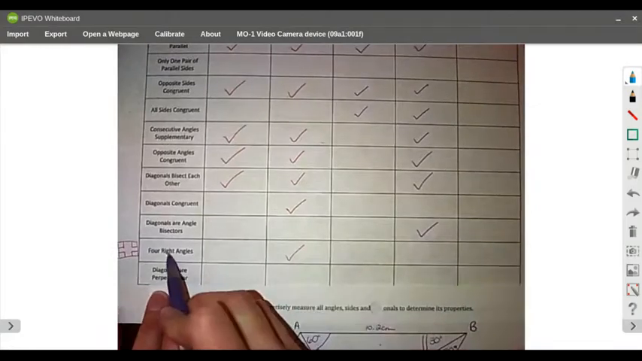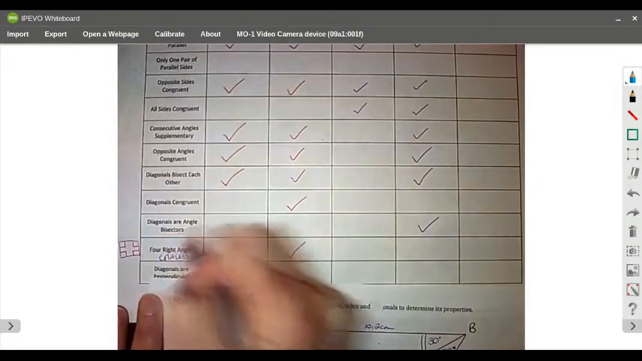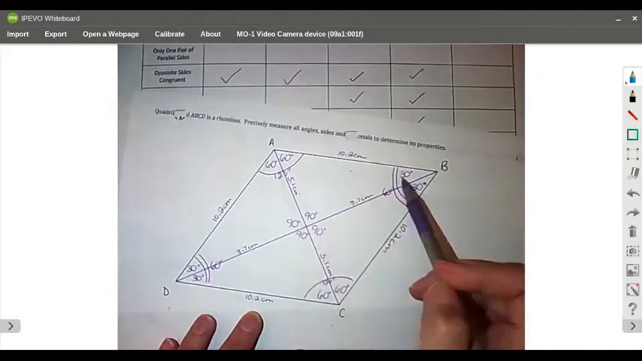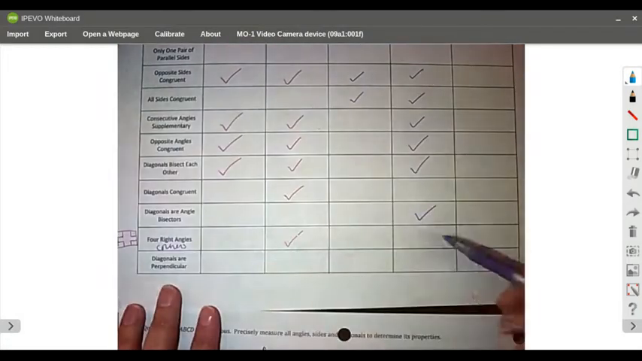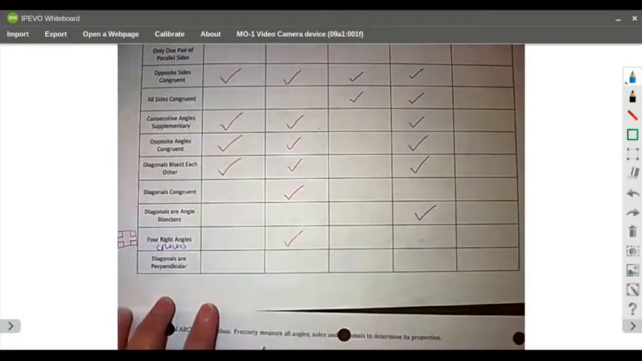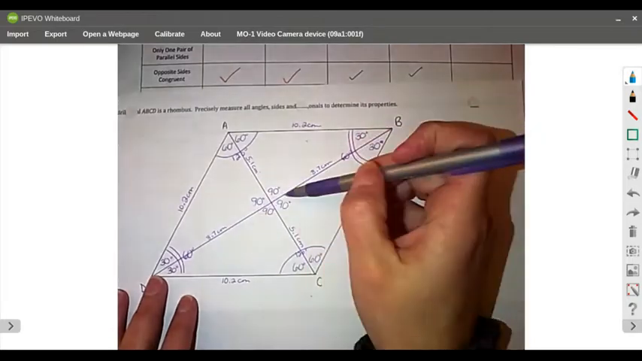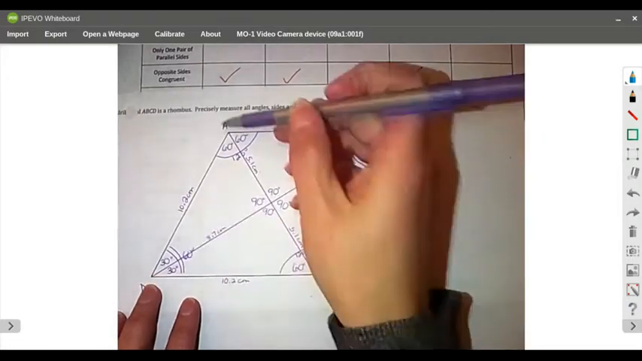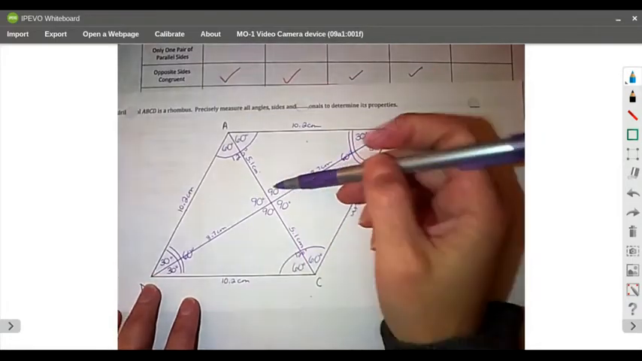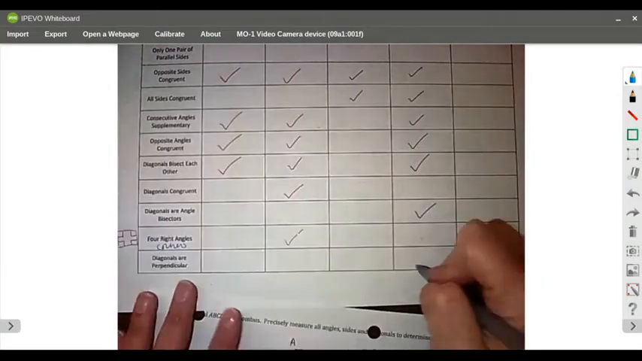Okay, 4 right angles means the corners, which was not true, right? These were 120, 60. So we're not going to check off that the 4 right angles, the 4 corners are right angles. But lastly, diagonals are perpendicular. Remember, perpendicular means that they intersect to form right angles. So see how this diagonal and this diagonal, they make 4 right angles here. So yes, the diagonals are perpendicular in a rhombus.